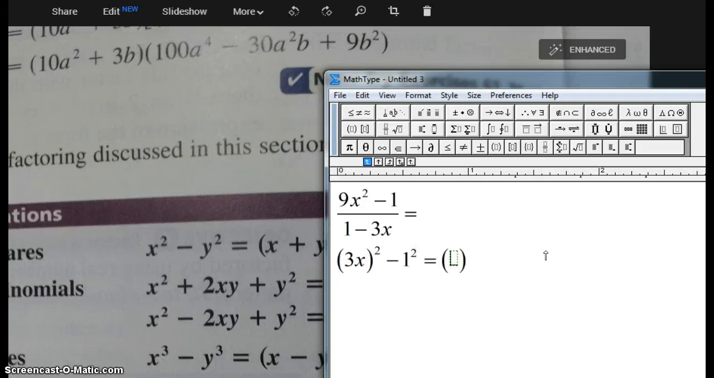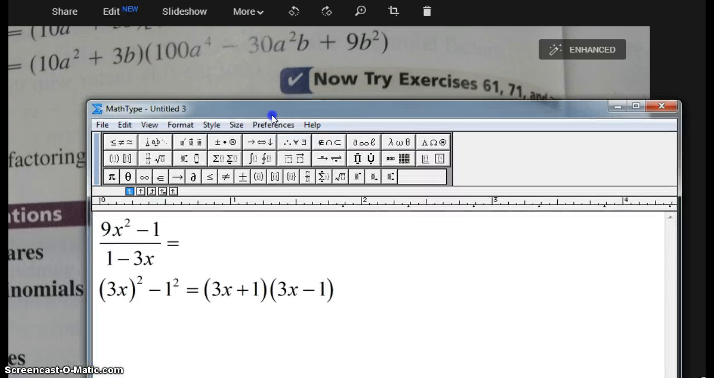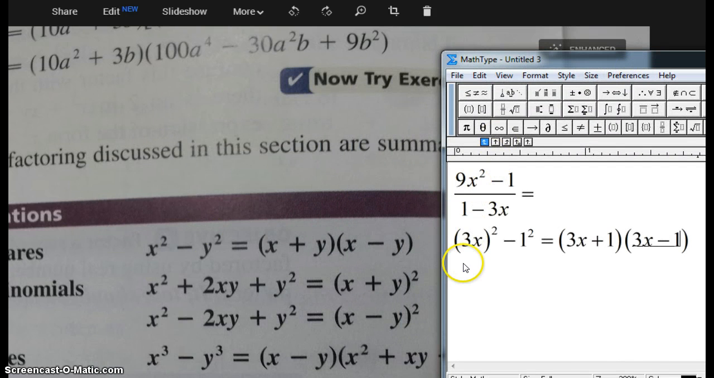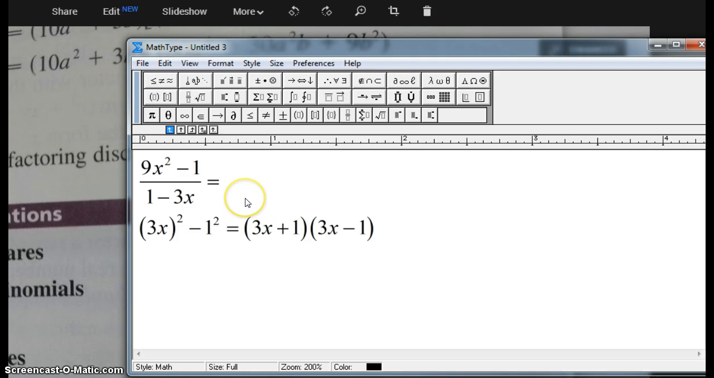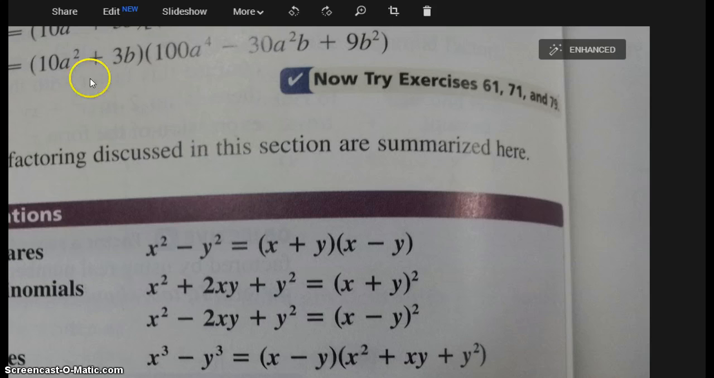So that's going to equal 3x plus 1 times 3x minus 1. That's what this rule says, and that's a good rule you should have memorized. So we figured out that 9x squared minus 1 can be written as 3x squared minus 1 squared, and then you can rewrite it like that. And hey, that's even looking more similar to the bottom here. Let's rewrite this, and I'll copy and paste so I don't have to rewrite it all again. So we have that, and then we have 1 minus 3x. Let's flip back to the problem real quick.